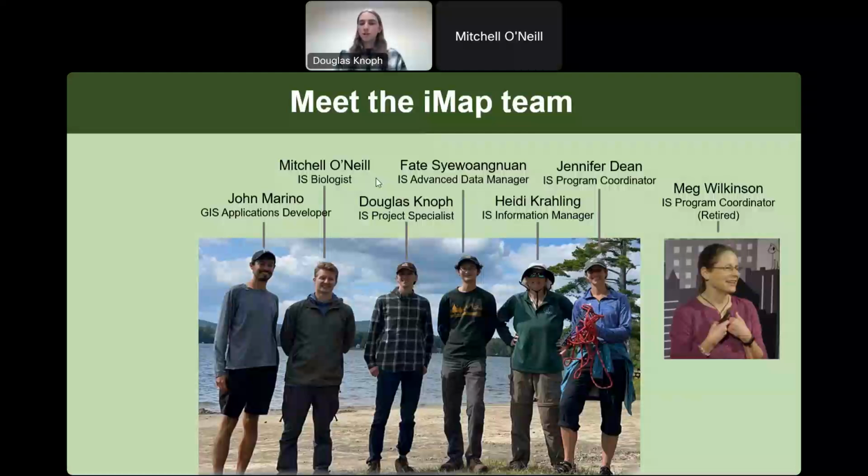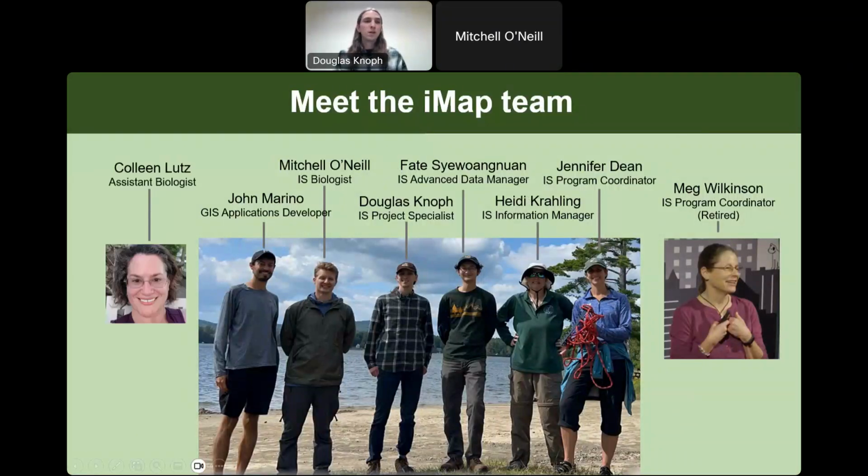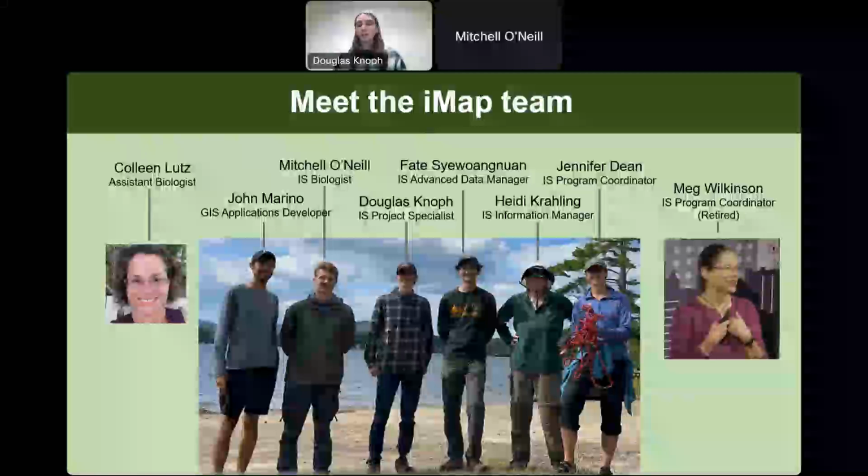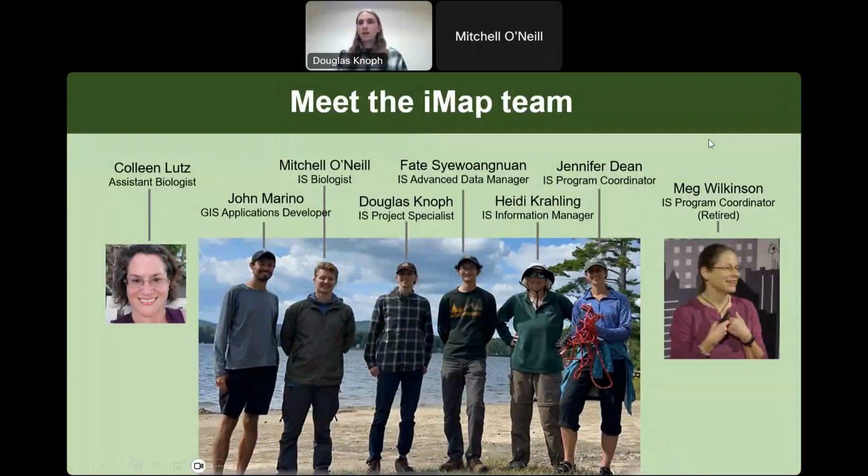And then not pictured here, but also a very important part of the team, we have Colleen Lutz, who is the assistant biologist. This is another staff member who works partially with iMap and partially with New York Natural Heritage Program. Colleen does a lot of work with bulk data sets as well, data exports, as well as running the invasive species tiers analyses every year. And that is the current New York iMapInvasives team.